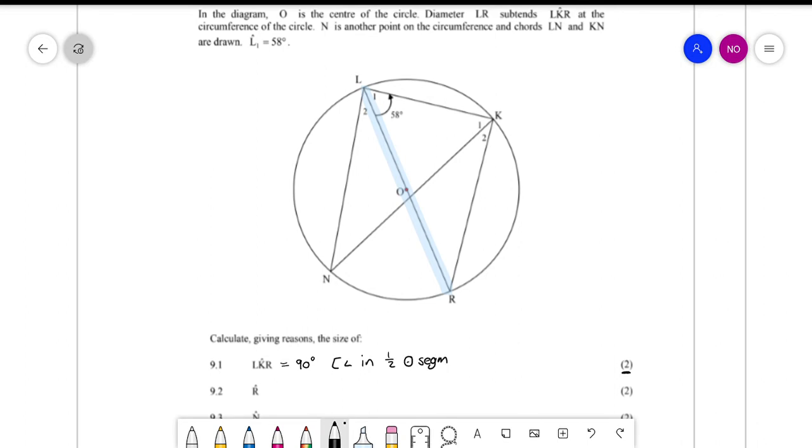English is, I think they say angle in a semicircle, or something along those lines. Okay, then they're looking for angle R. So that's this one. Now once again, 2 marks. So it's going to be an answer and a reason.